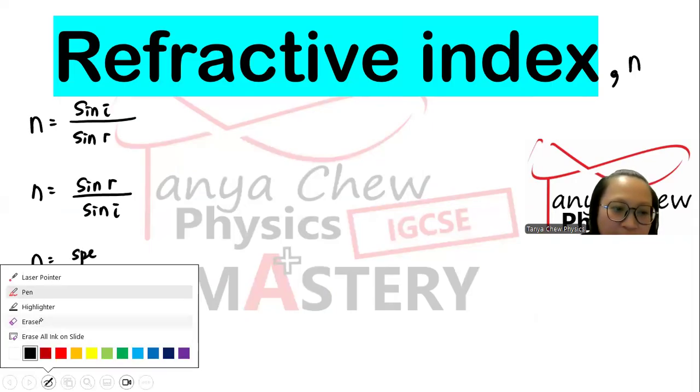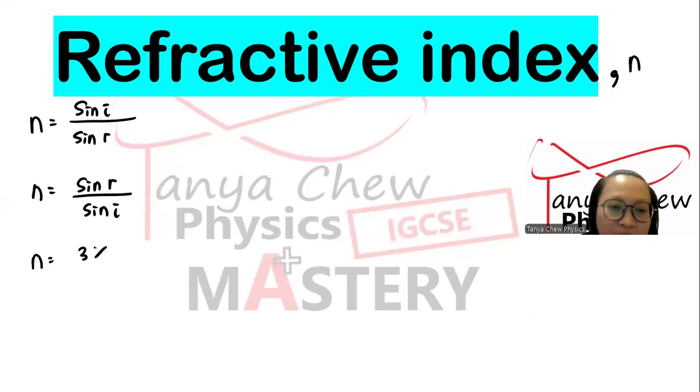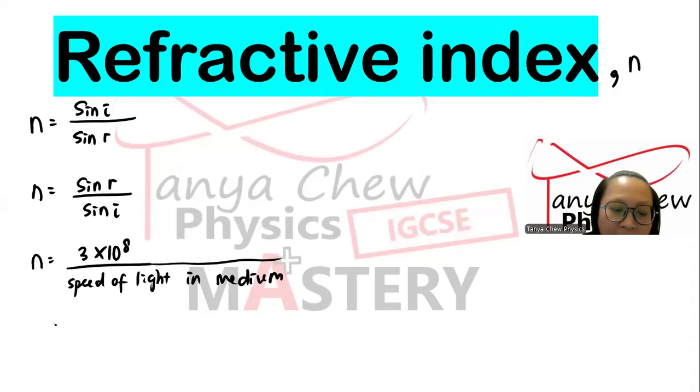in vacuum or speed of light in air, yeah, which is 3 times 10 to the power 8, divided by speed of light in medium. Okay, and n can also be calculated from the real depth over apparent depth. I will explain this.